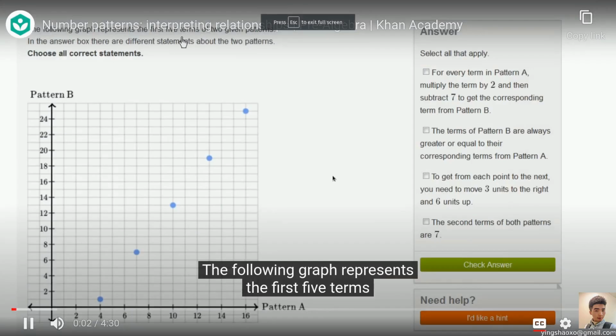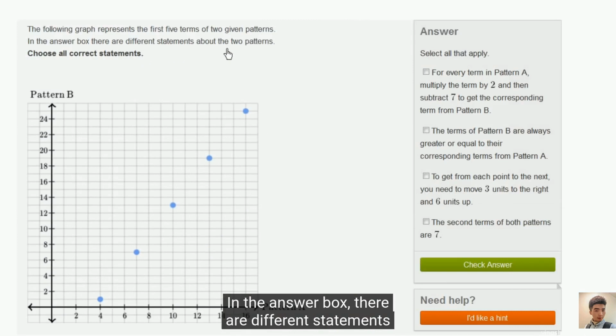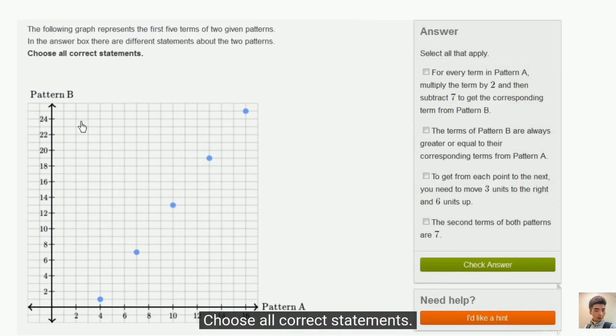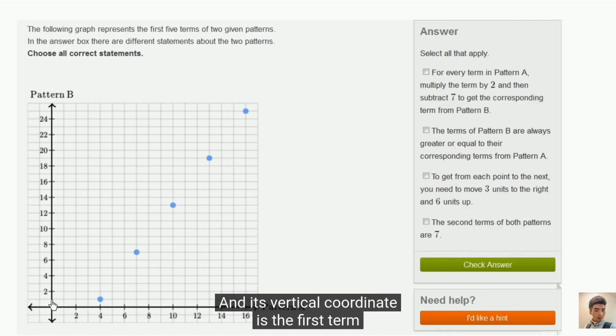The following graph represents the first 5 terms of 2 given patterns. In the answer box, there are different statements about the 2 patterns. Choose all correct statements. So here for each point, this point right over here, its horizontal coordinate is the first term of pattern A, which is 4. And its vertical coordinate is the first term in pattern B, which is 1.